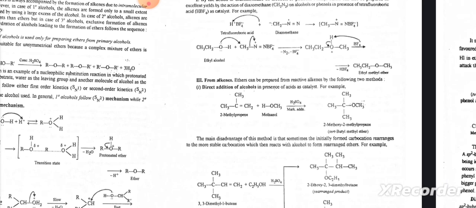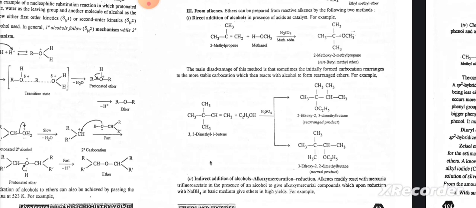From alkenes: ethers can be prepared from relative alkenes by the following two methods: direct addition of alcohols in presence of acids as a catalyst, or the second one is indirect addition of alcohols.